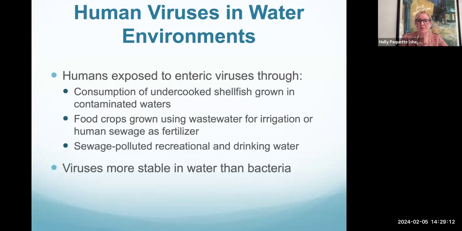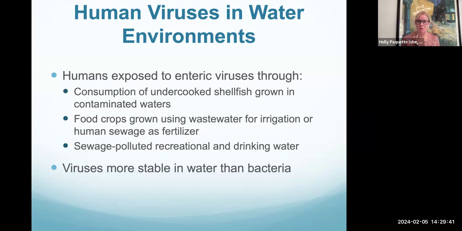We also want to think about humans exposed to enteric viruses. Enteric viruses are ones that you could ingest that could cause intestinal distress. One place we would have viruses present is the consumption of undercooked shellfish grown in contaminated water. If the contaminated waters have virus and it's in the shellfish and then it's not cooked properly, that virus would still be viable and could cause an infection.